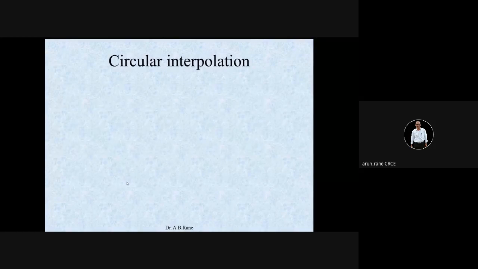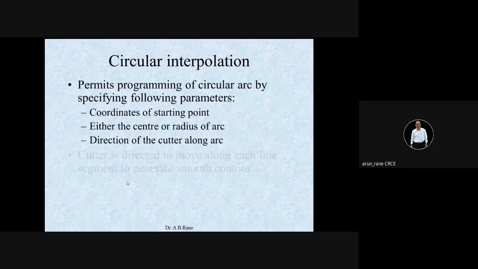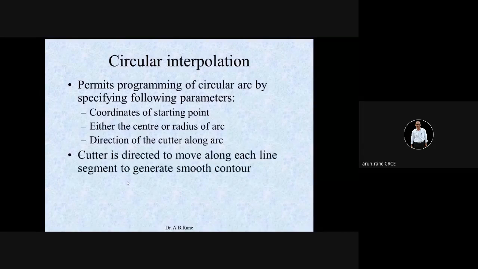Then, in the same way, circular interpolation. So how to do circular interpolation? There are different ways. How to do linear interpolation? Obviously, you have to give the initial point and the final point, the coordinates of the initial point and the coordinates of the final point.